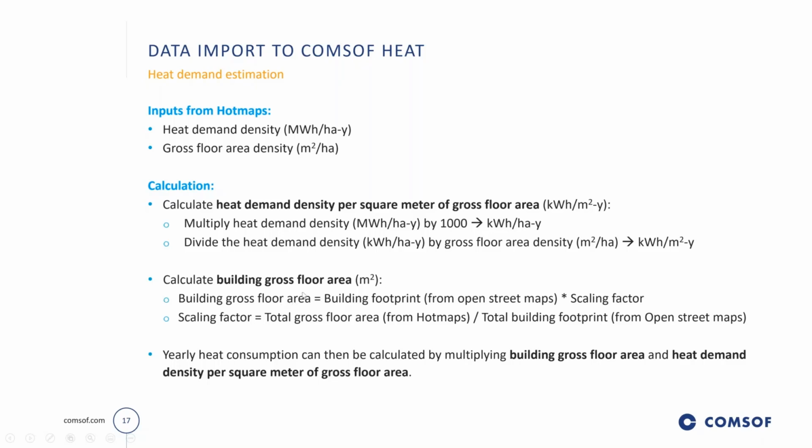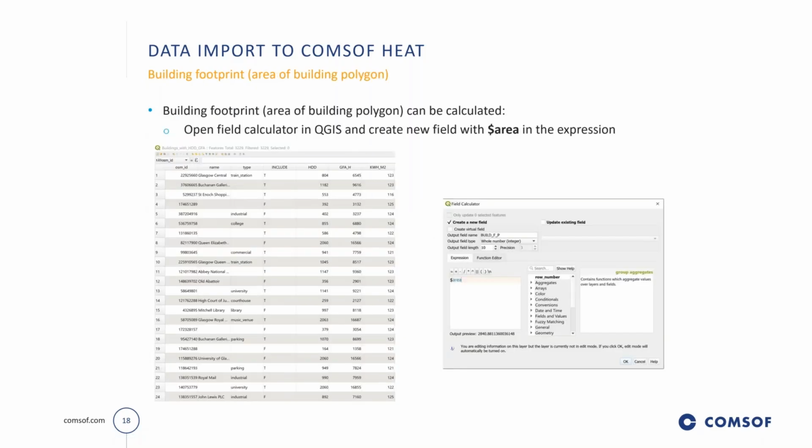Now we have the heated building gross floor area. We can multiply that with the heat demand density per square meter of gross floor area, which is in kilowatt hour per meter squared per year, to get the yearly heat consumption. So we can calculate yearly heat consumption with these two values. Now let's see how we can calculate building footprint, which is the area of the building polygon from OpenStreetMaps.